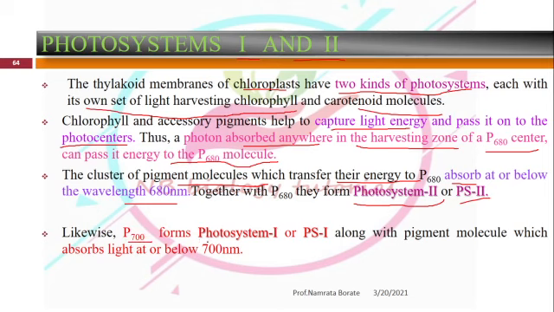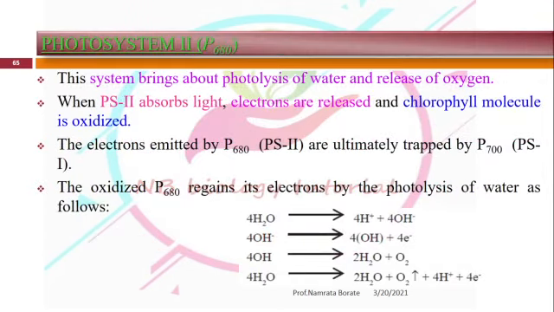Likewise, P700 forms photosystem one, or pigment system one, PS1, along with the pigment molecules which absorb light at or below 700 nanometers. Photosystem two is a very important part. This system brings about the photolysis of water. This is a very important part: there is photolysis of water and the release of oxygen molecules. These two important phenomena take place in photosystem two.